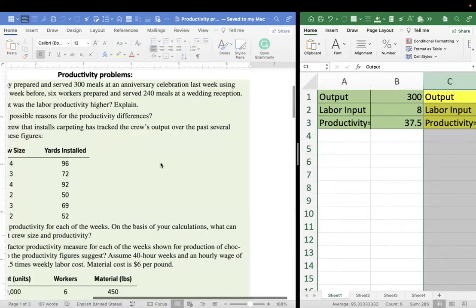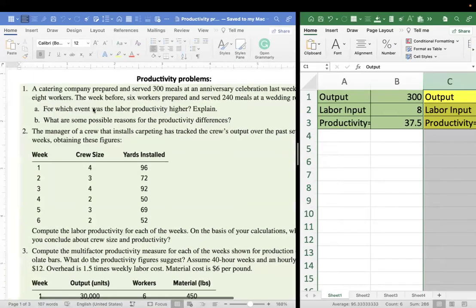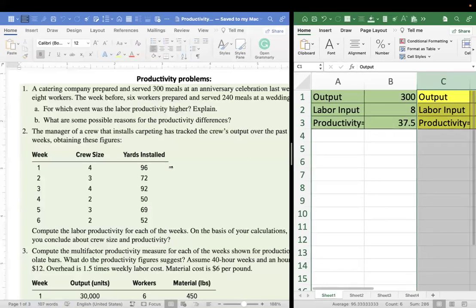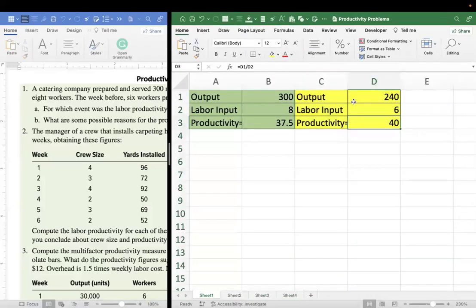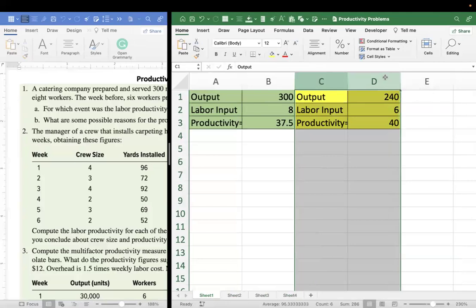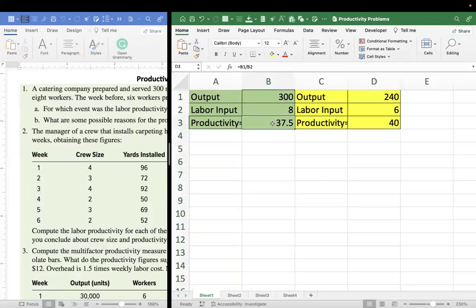And if we look at the question, it says, for which event was the labor productivity higher? So we can see that in this case, with 40, their productivity was higher, which means the week before, this is the current week and this is the week before, their productivity was higher because 40 is greater than 37.5. So these are two productivity values, 37.5 and 40, and since 40 is greater, that productivity is higher.